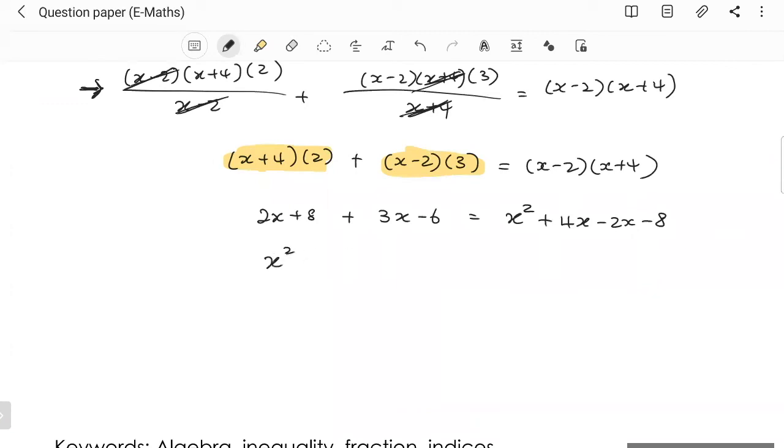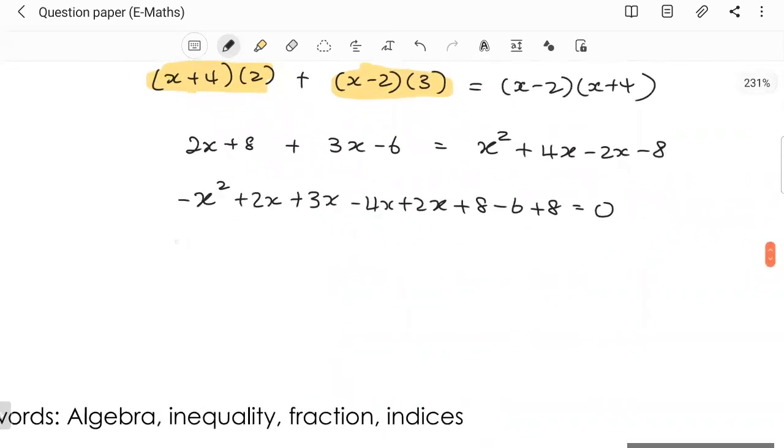Okay, if I shift to the left-hand side for purpose sake, negative x squared plus 2x plus 3x minus 4x plus 2x plus 8 minus 6 plus 8 equals 0. From there, I simplify. So I have negative x squared plus 3x plus 10 equals 0.